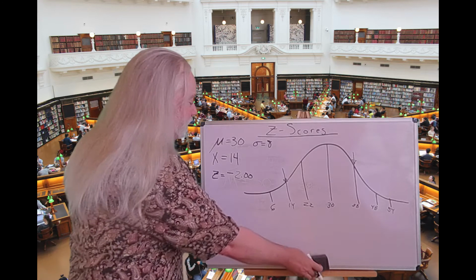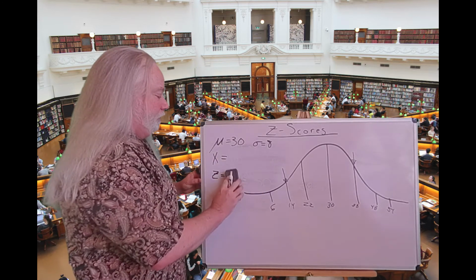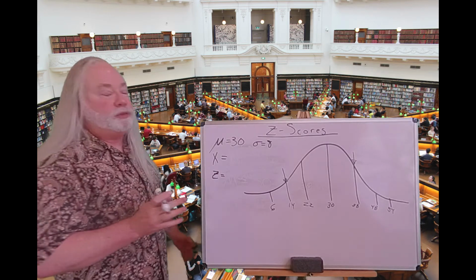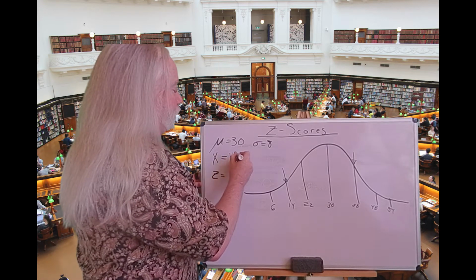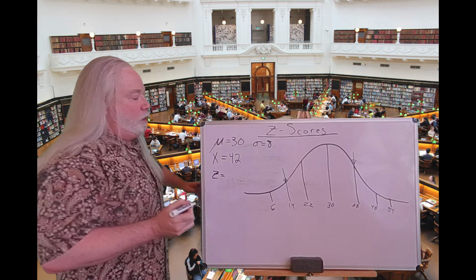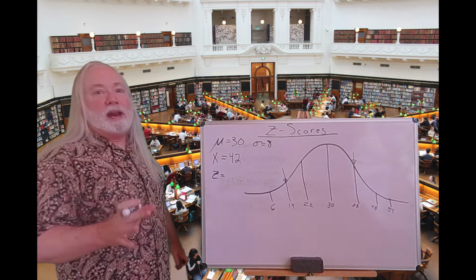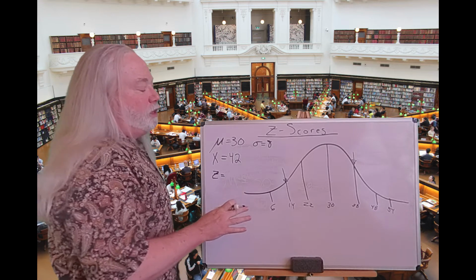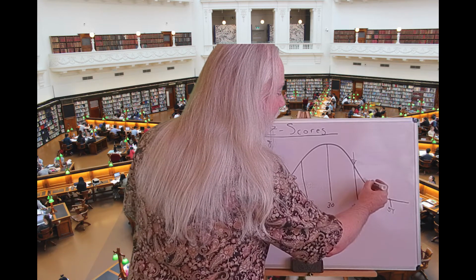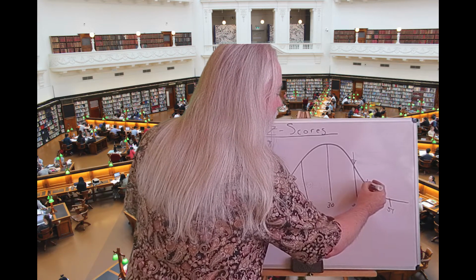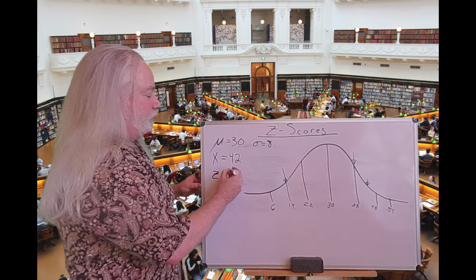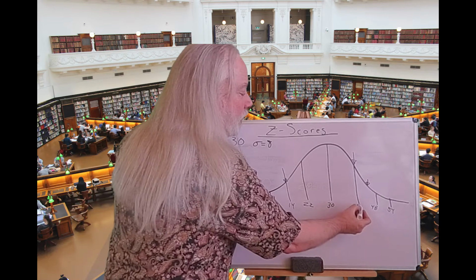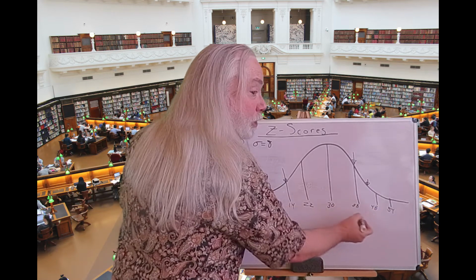Let's do one that doesn't work out quite so simply. Let's say we've got the same distribution and someone has a raw score of 42. Well, we could still probably figure this out without having to reach for calculators and formulas, right? So 42, where is that located? That's located right here. So let's start with what we know. That z-score is for sure going to be positive. So it's more than 1 standard deviation, but less than 2.